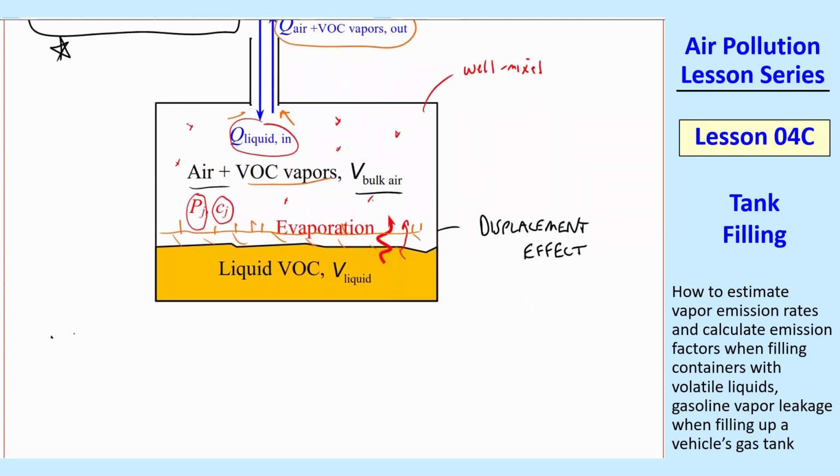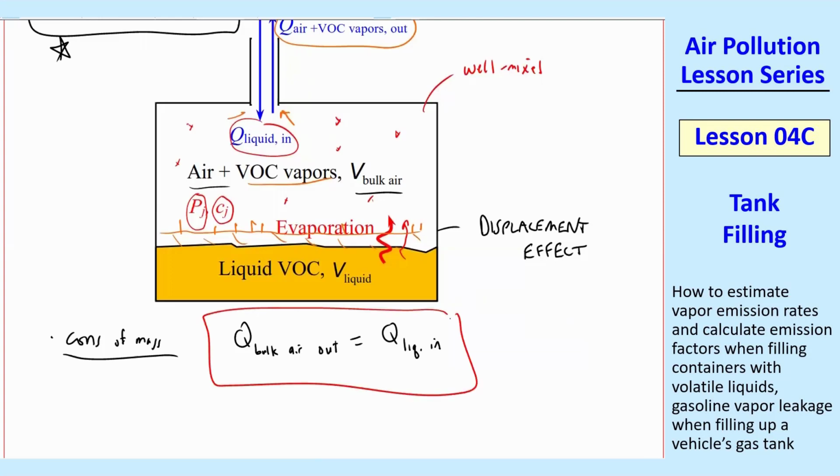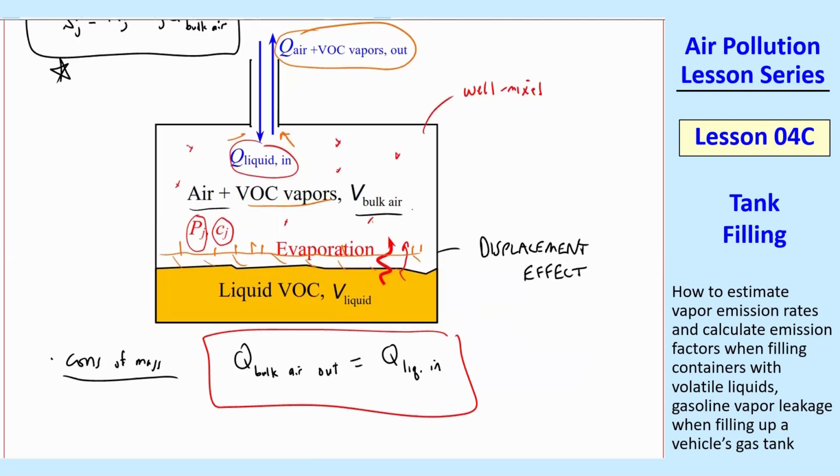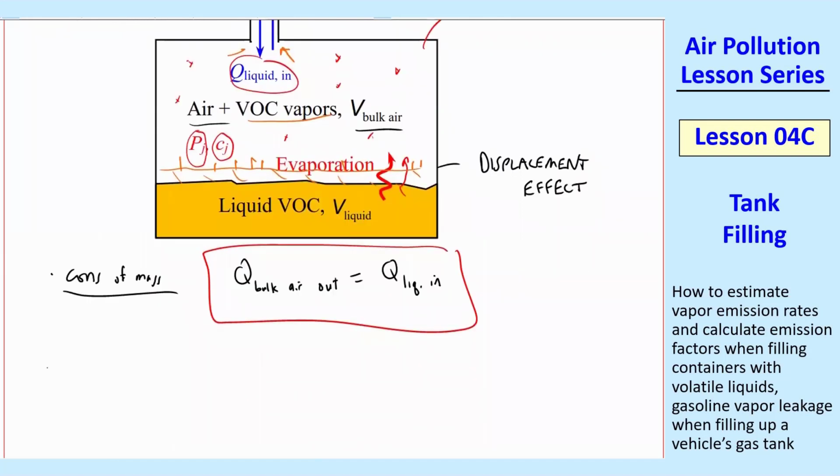So now let's do a conservation of mass. And we'll do this first for the bulk air. So Q bulk air coming out must equal Q of the liquid coming in. How do we know that? Well, again, this is all incompressible fluid mechanics. So as we add the liquid, whatever the volume flow rate of the liquid coming in, since nothing's compressing, the same volume flow rate of air, bulk air, must come out. That's straightforward.